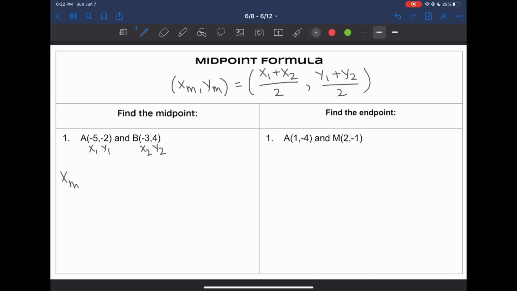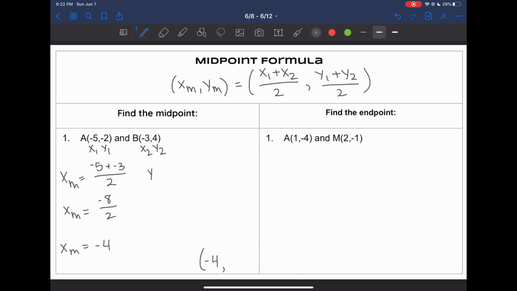So xm is going to be equal to -5 plus -3 over 2. -5 plus -3 is -8 over 2. So xm equals -8 divided by 2, which is -4. So that's going to be our first coordinate, -4.